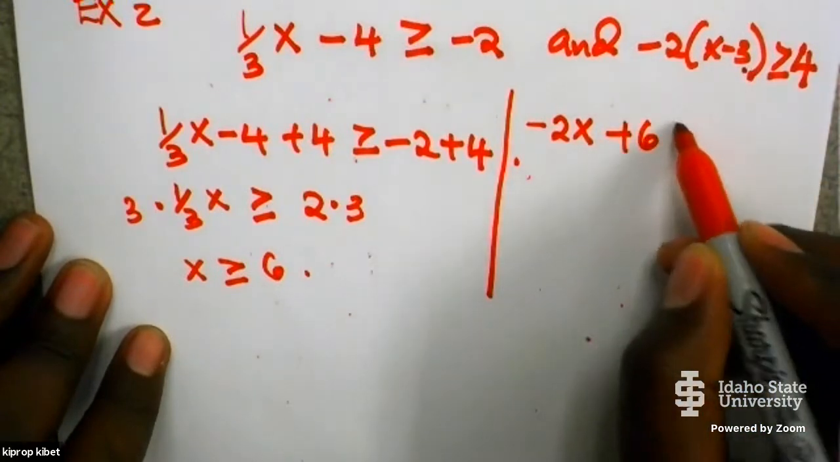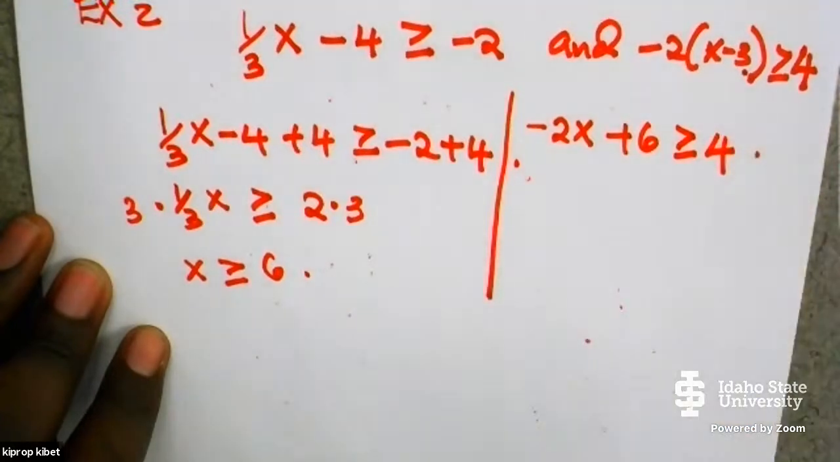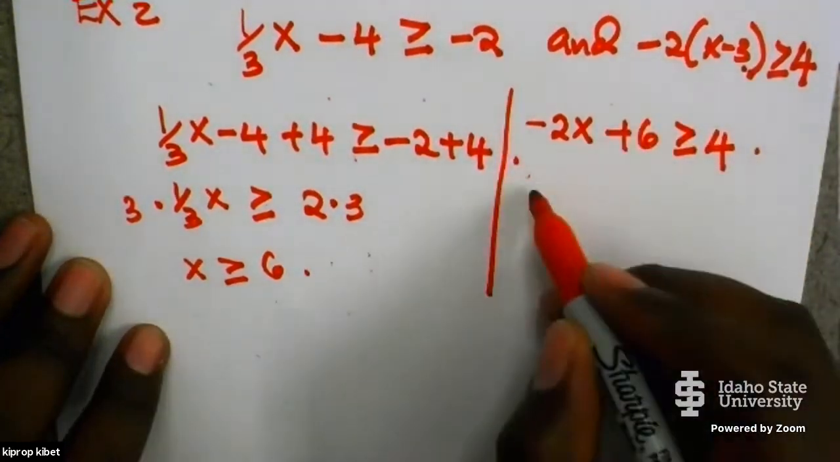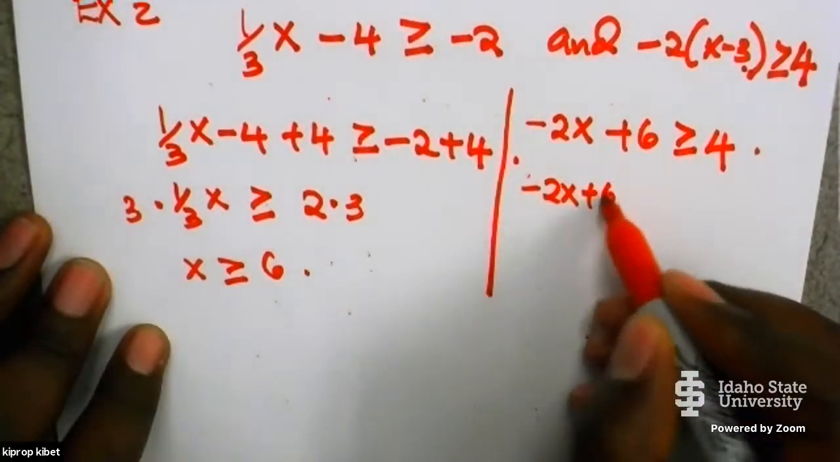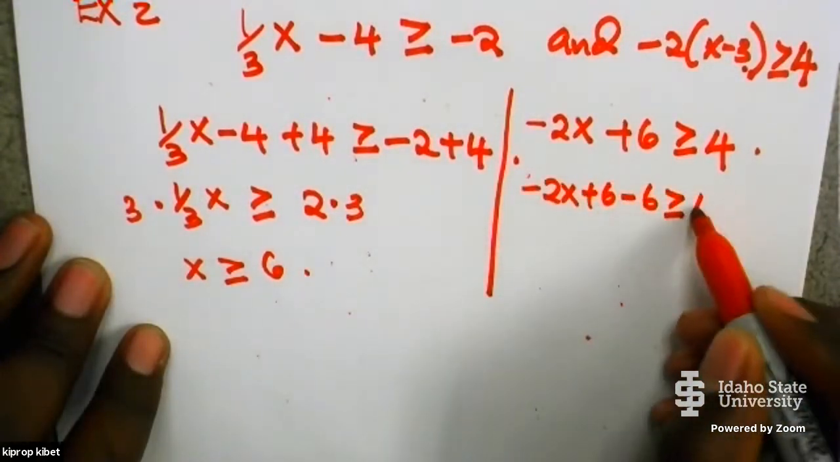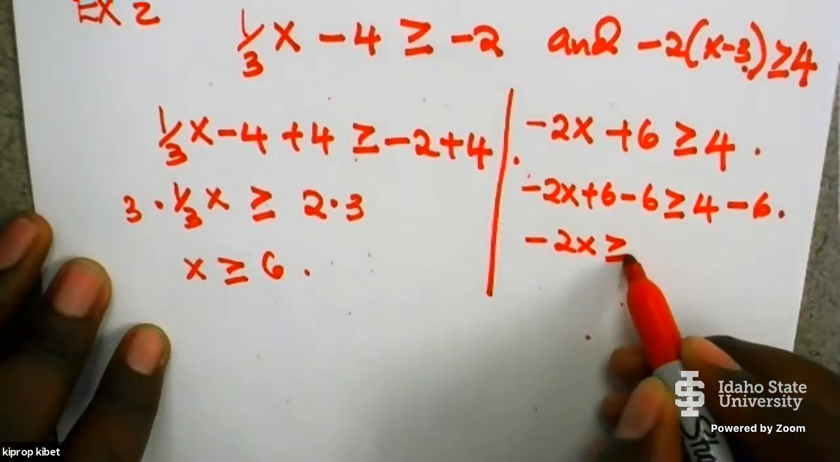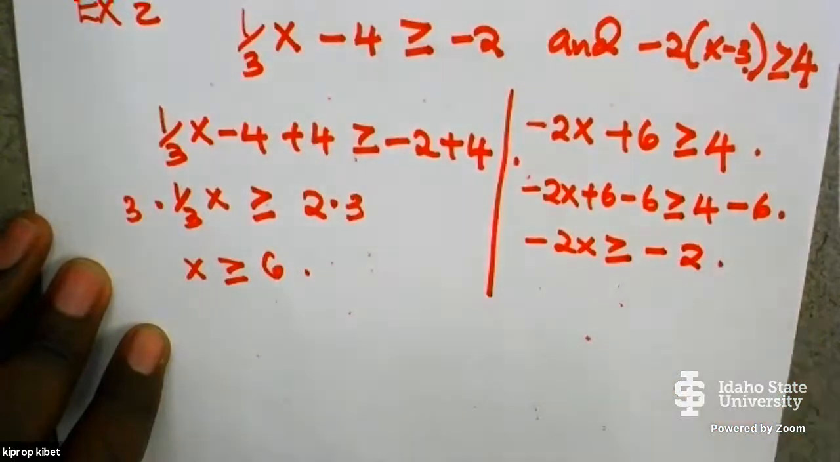Plus 6. And then greater or equals to what? 4. So you take this value to the other side. So minus 2x plus 6 minus 6 greater or equals to 4 minus 6. So minus 2x greater or equals to minus 2.